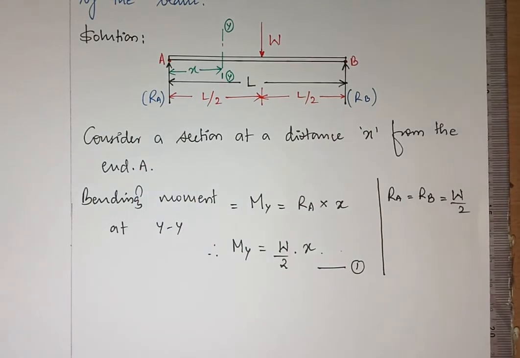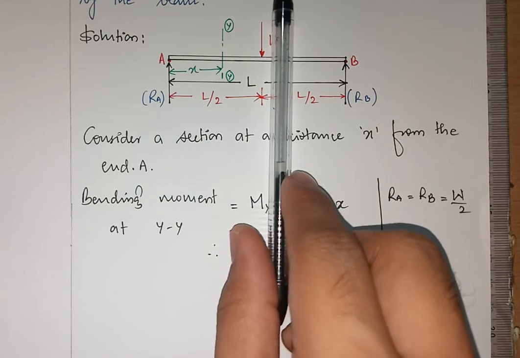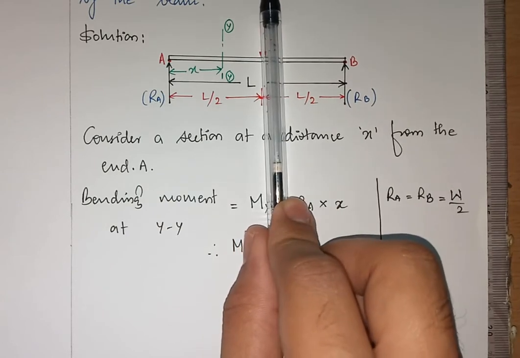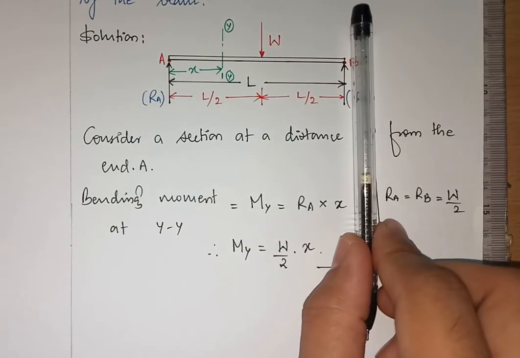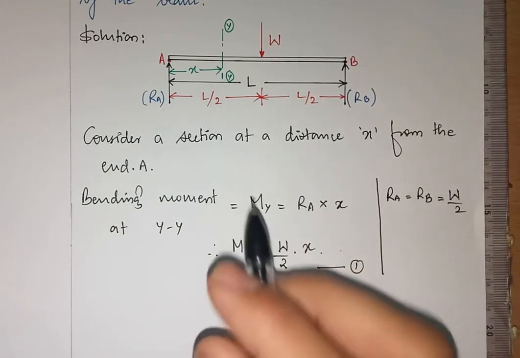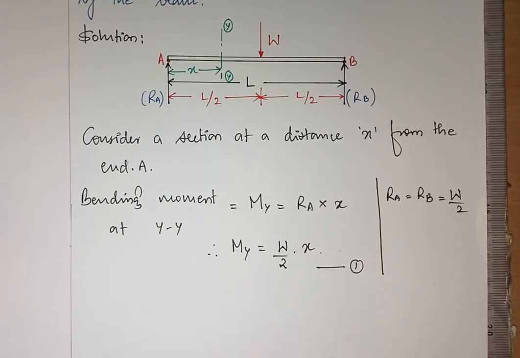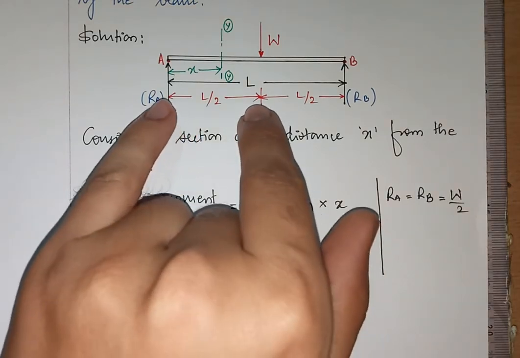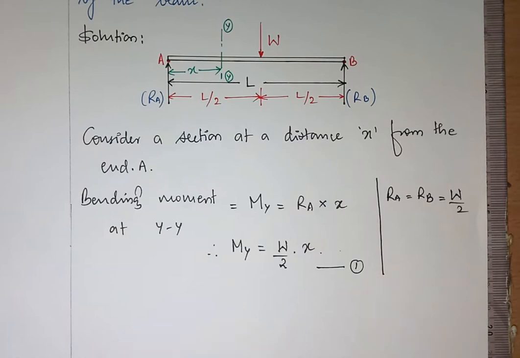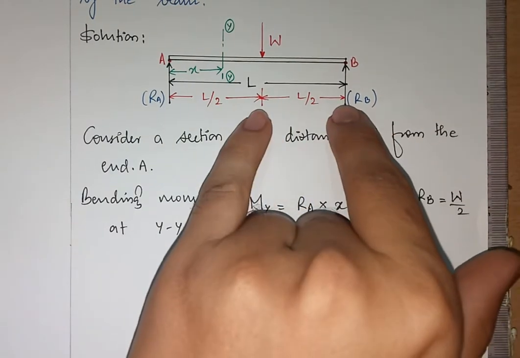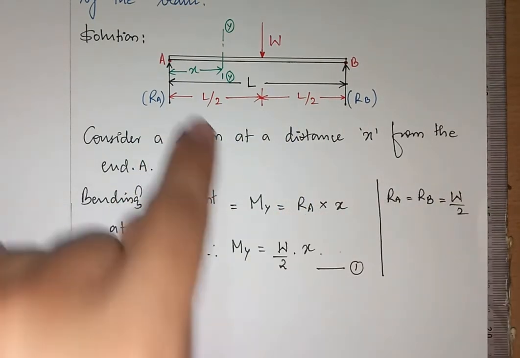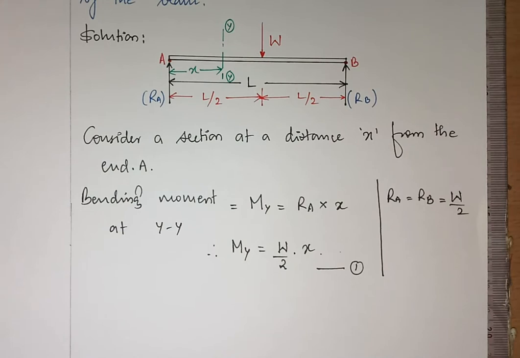Try to understand what I'm telling. Strain energy up to this point and strain energy up to this point, both are the addition of individual strain energies. What I'm trying to tell is, first I'll be calculating strain energy in this first half. That strain energy will be equal to the strain energy in the second half, so I'll multiply the first strain energy by 2. It will be still more clear when I'm doing that.